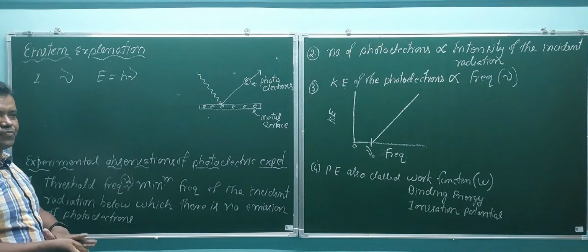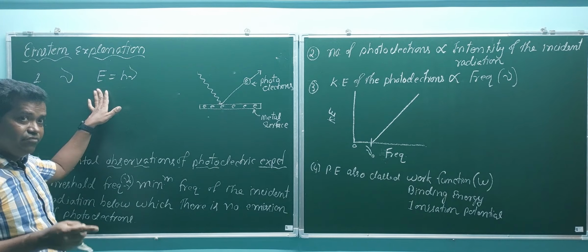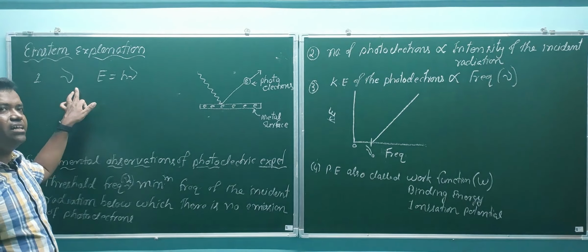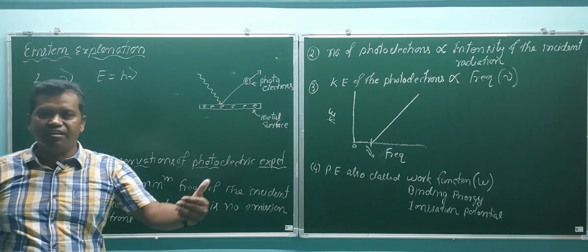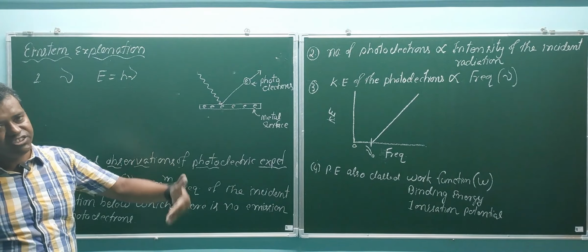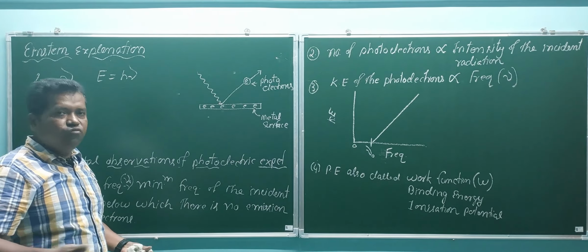I repeat, Einstein took the idea from Planck and says that if the radiation has frequency nu, it has discrete quanta and the energy of each quantum is given by h nu. And these quanta are also called photons.